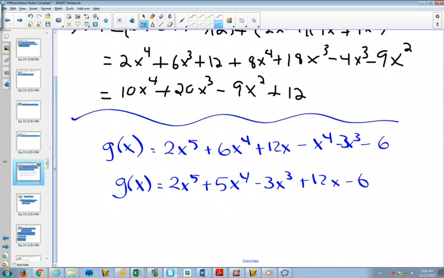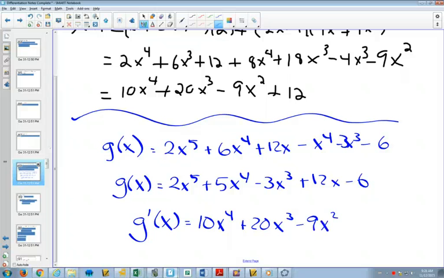Now, taking the derivative, 10x to the 4 plus 20x cubed minus 9x squared plus 12. And it's exactly the same.